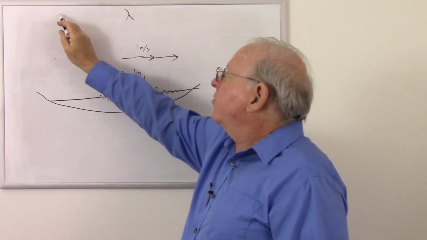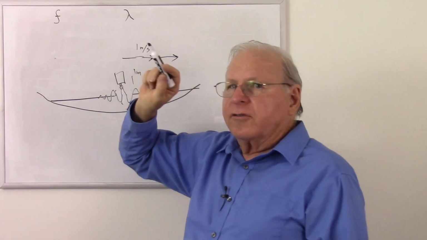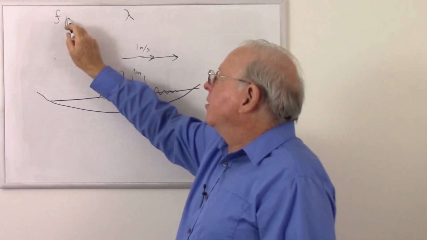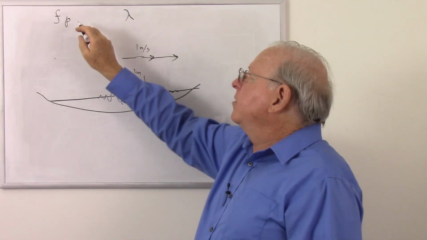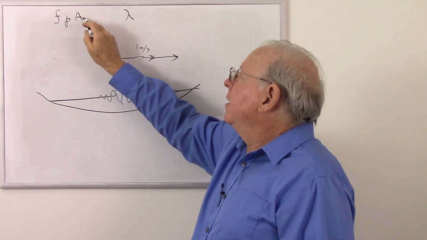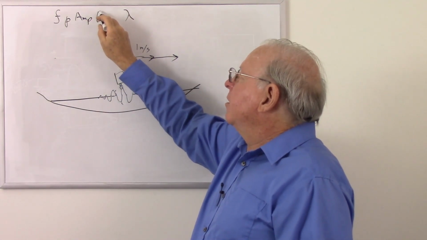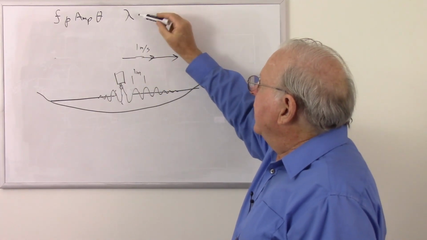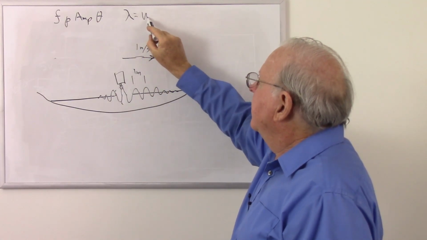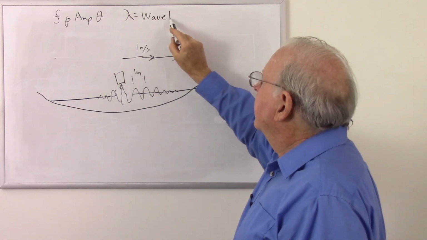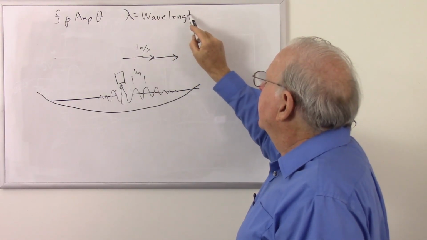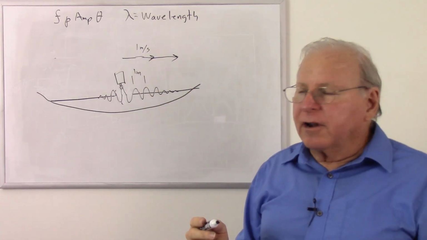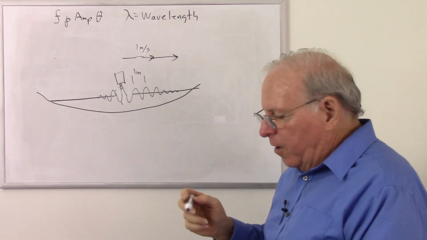So we had frequency, represented by the cursive F. We had the period, represented by a small p. We had the amplitude, and the phase, often represented by the Greek letter theta. And now we have the wavelength, represented by the Greek letter lambda. And so that's how far apart they are.